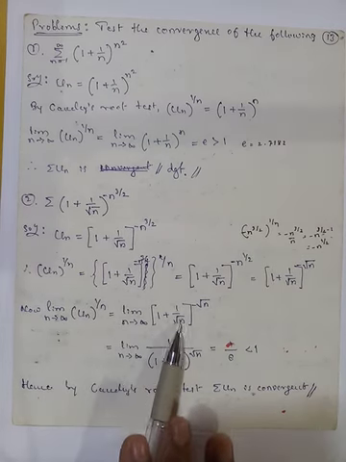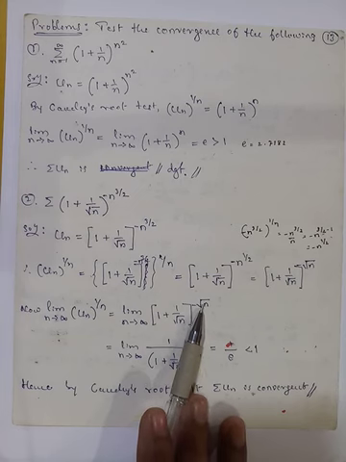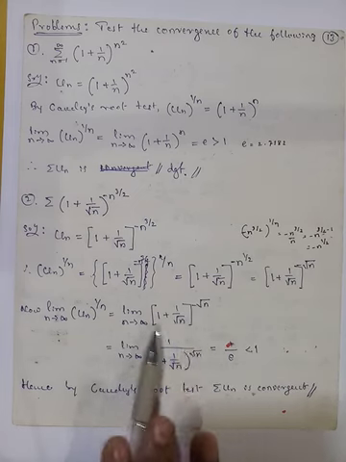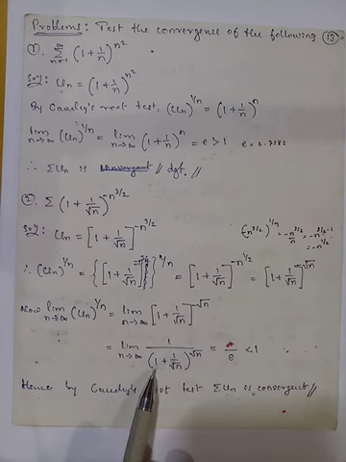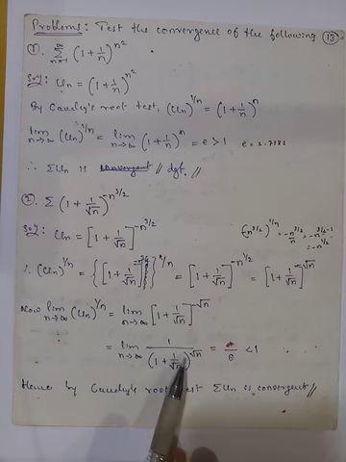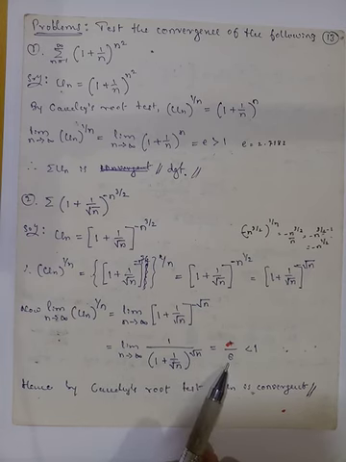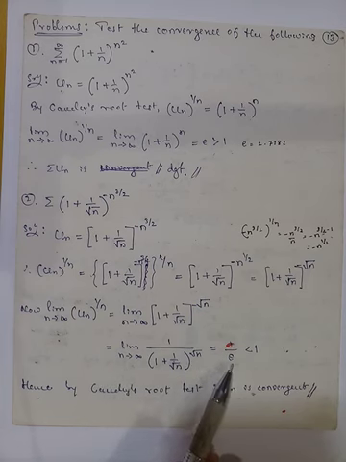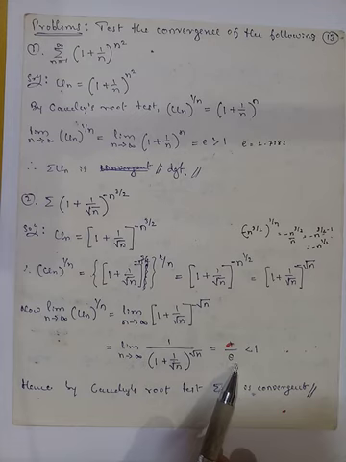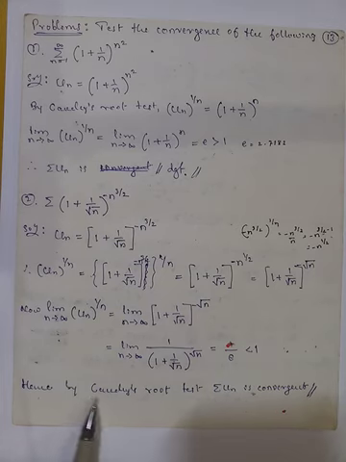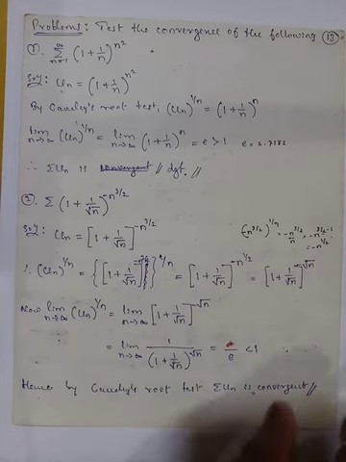So 1 plus 1 divided by root n to the power minus root n. That we can write as a reciprocal: 1 by (1 plus 1 divided by square root of n) to the power root n. So again this is in the standard form. The value of this limit as n tends to infinity is e. So 1 by e, that is 1 divided by 2.7, which is less than 1. When the value of the limit is less than 1, then by Cauchy's root test it is convergent.